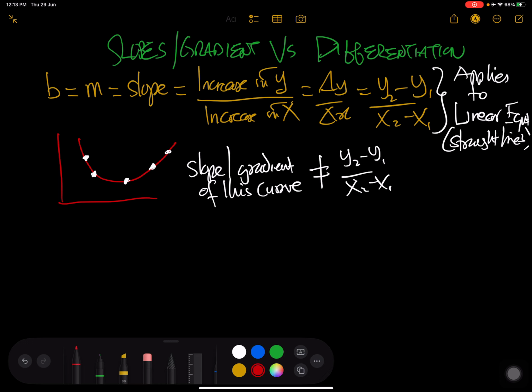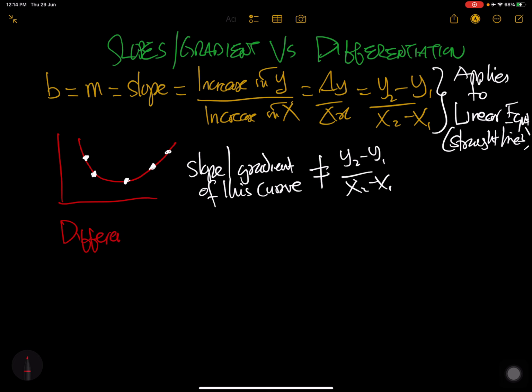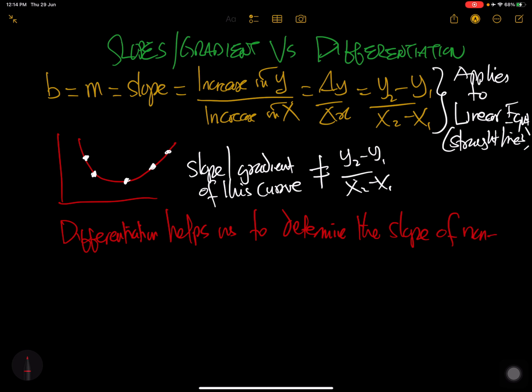So that's where differentiation comes in. I'm trying to give us a relationship between differentiation and slopes. They are the same, but we apply the rules of differentiation to determine it. So let me write it here. Differentiation helps us to determine the slopes of nonlinear equations. When the equation is not linear, differentiation can help us achieve the determination of the slope. So the slope of a nonlinear equation can be determined using differentiation techniques.